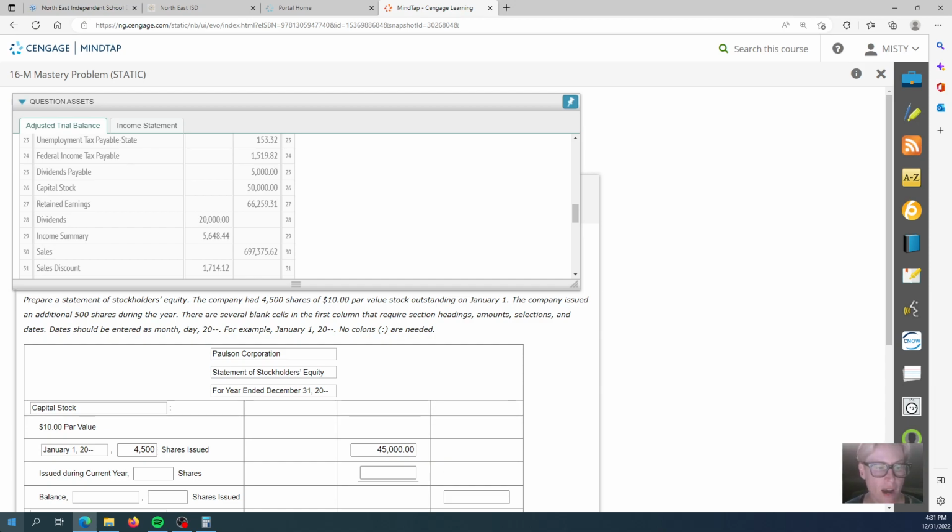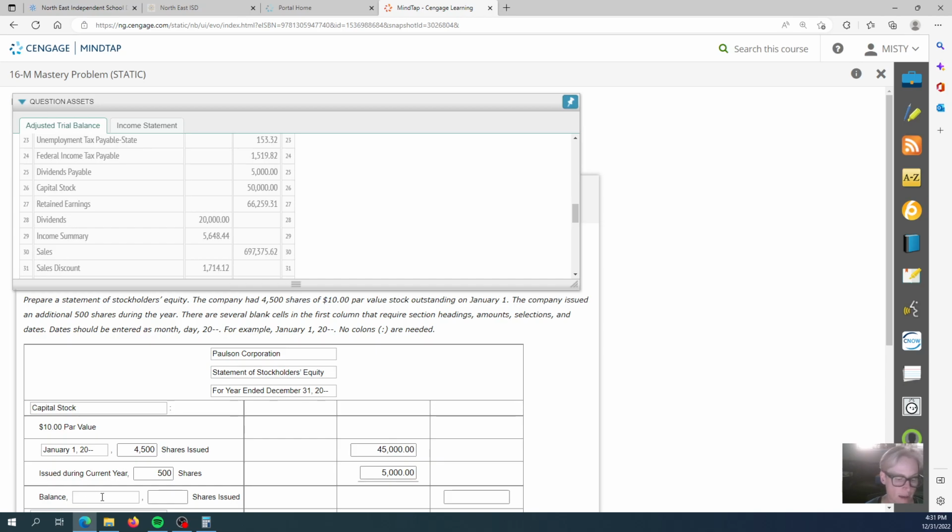Okay, so 45,000 there. Now, how many did we issue during the current year? Issued during the current year, how many shares? Well, right here it says an additional 500 shares. So we're going to put that here, 500. Okay? 500 shares times our $10 par value or book value, right? So that's going to give us what? 5,000. Okay? Now, we have the 45,000 plus that 5,000.